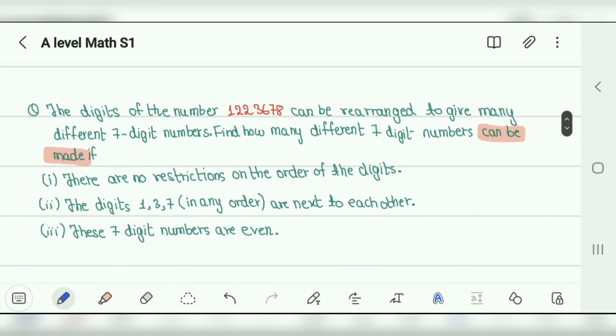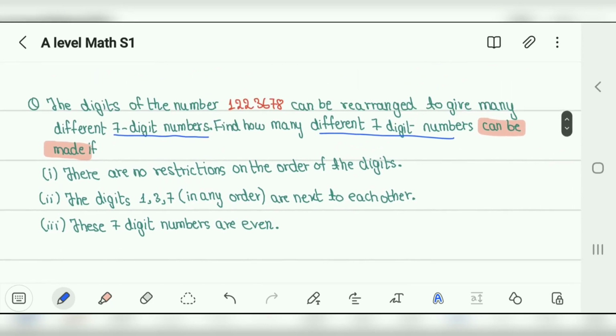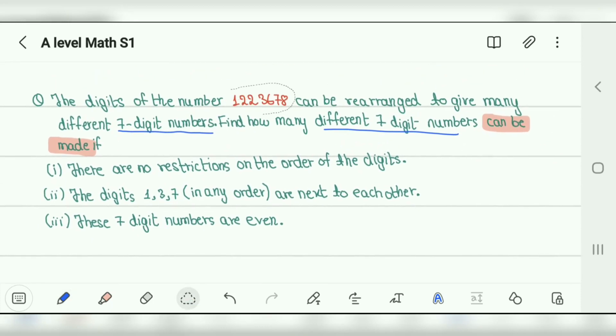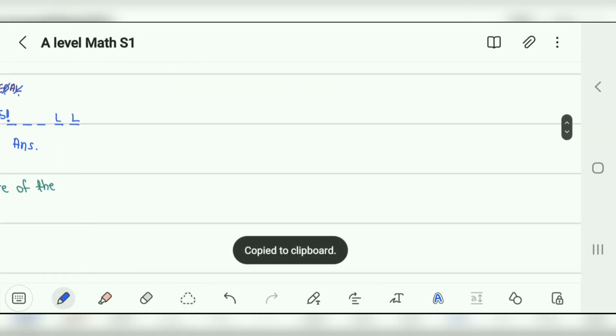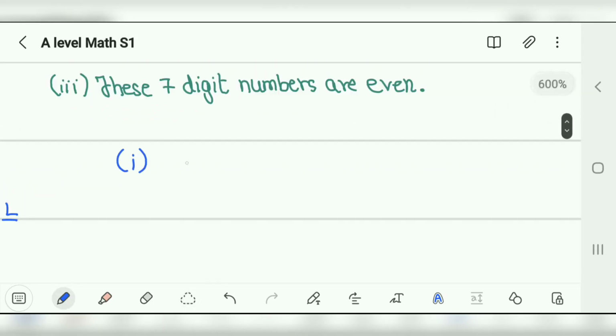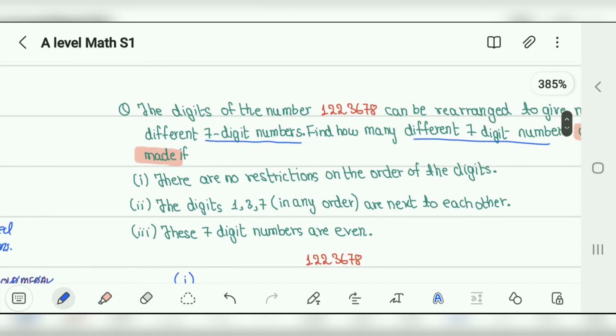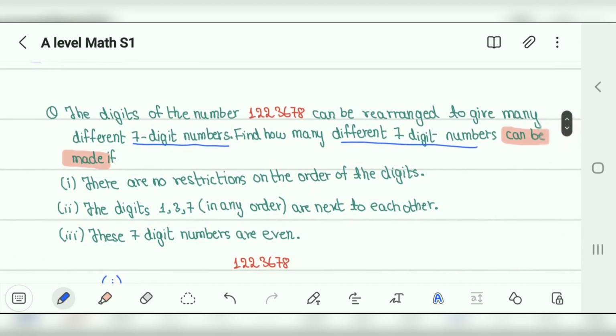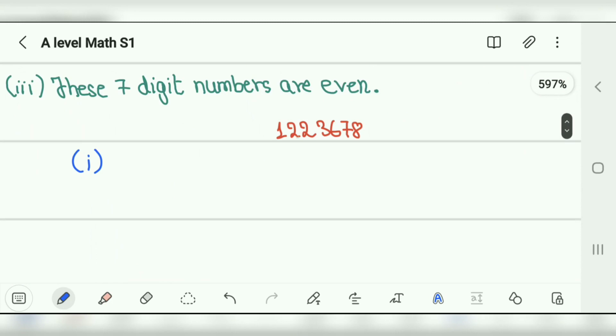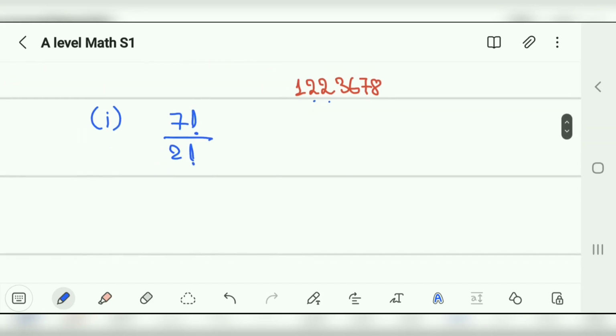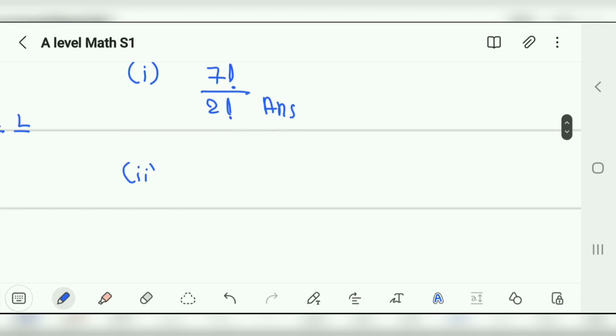Okay, so the question is about the digits of the numbers. This can be rearranged to give many different 7-digit numbers. Find how many different 7-digit numbers can be made if there is no restriction on the order of the digits. We just need to make an arrangement, since it says how many different 7-digit numbers can be made. There's nothing about selection. These two are repeated, and that's it. 7 positions, so 7 factorial upon 2 factorial. This is the answer.